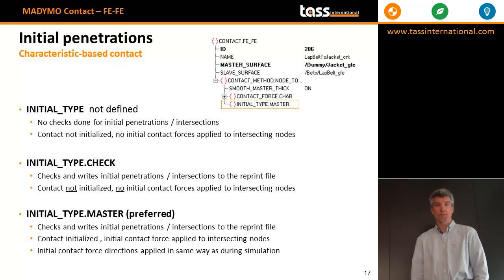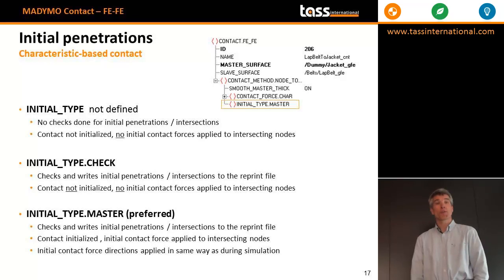Under the characteristics-based contacts, you can define an initial penetration. By default, there is nothing defined. What does this mean? In the reprint file there is no information listed, but more important, if there are initial penetrations, those will be put to 0. If you define the initial type check, you will get a list of nodes which are penetrating in the reprint file. Also in this situation there is no contact applied, so the contact force is 0.